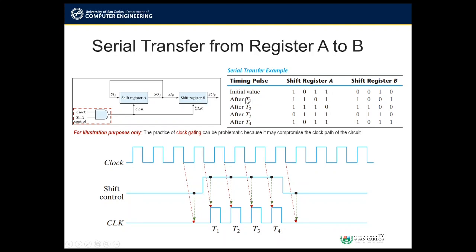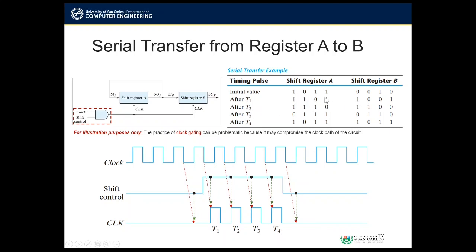So, for example, the initial value of register A is 1011. After T1, the previous one here is shifted into register B. And SO of register A is looped back to the shift input of register A because of this configuration. So 1 is transferred here and the rest is shifted to the right.